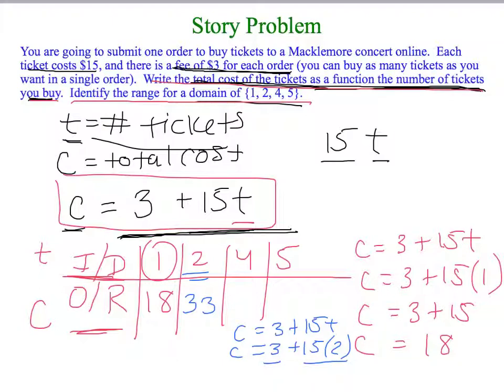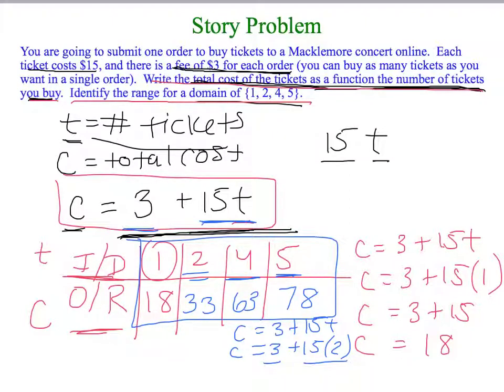You can go ahead and write these out on your paper if you can't do it in your head. So we have 15 times t, 15 times 4 is 60, and 60 plus 3 gives you 63. 15 times 5, for this last one, is 75, plus 3 gives you 78. So these values here are your domain and range, and they're asking for just the range, which would be this. You can also write them as 18, 33, 63, and 78 in brackets.